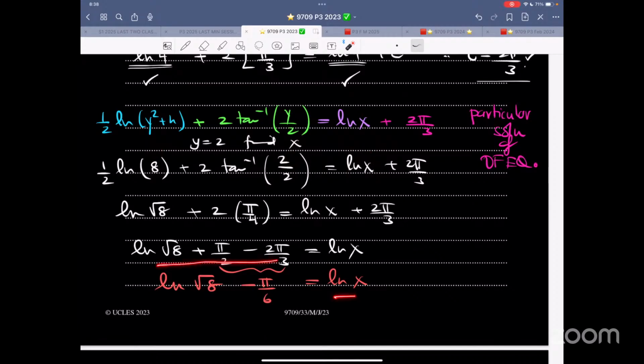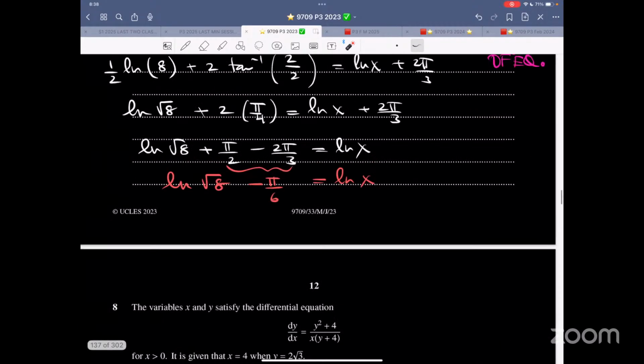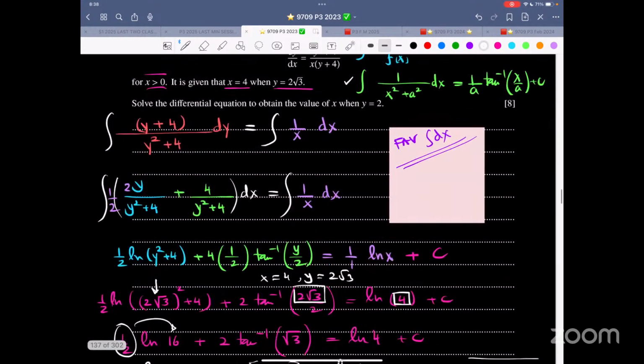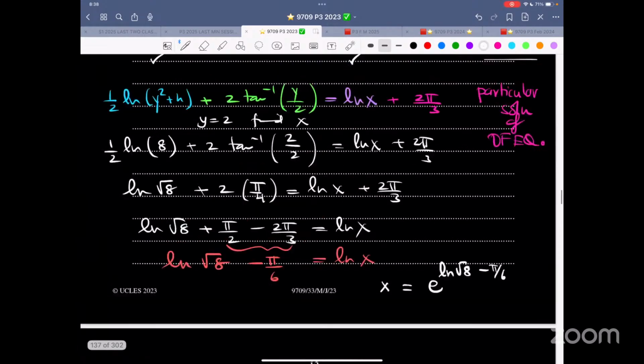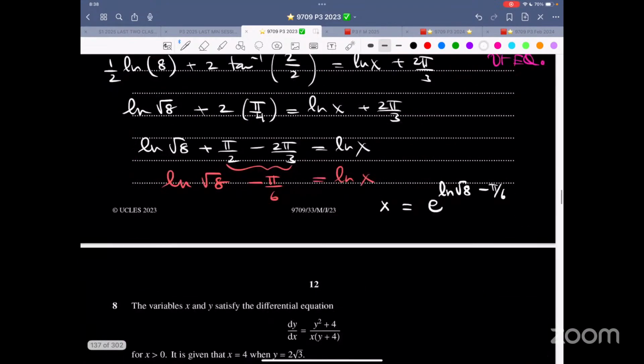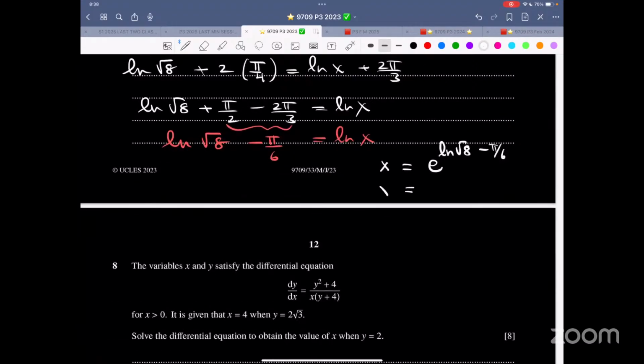Now at this point, you use the calculator. This is ln x. So therefore, one step I have not written: that is e raised to the power of ln root 8 minus pi by 6. Are they asking in the exact form, or did they not mention anything? And are they asking for ln x or x? They're asking for x.